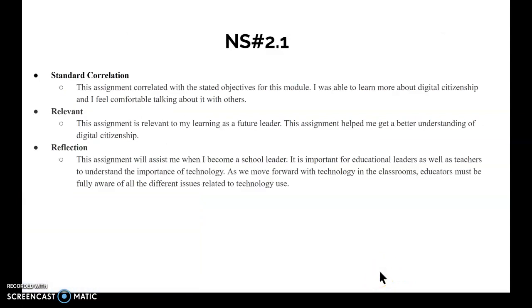The standard correlation. This assignment correlated with the stated objectives for this module. I was able to learn more about digital citizenship, and I feel comfortable talking about it with others. It was relevant for my learning as a future school leader. This assignment helped me get a better understanding of what digital citizenship is. And on reflection, this assignment will assist me when I become a school leader.